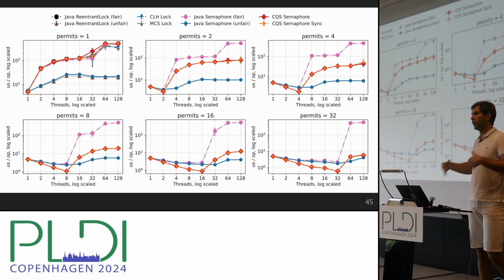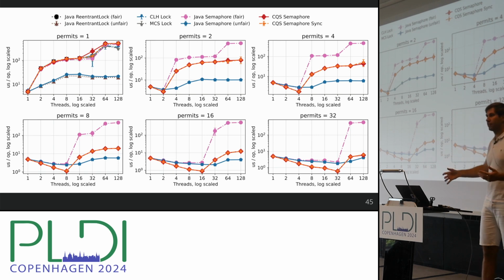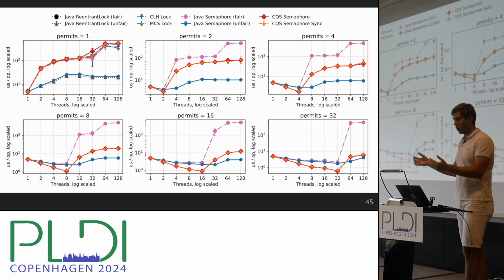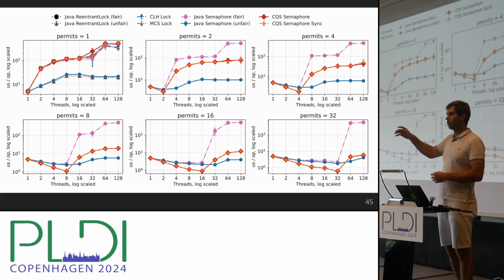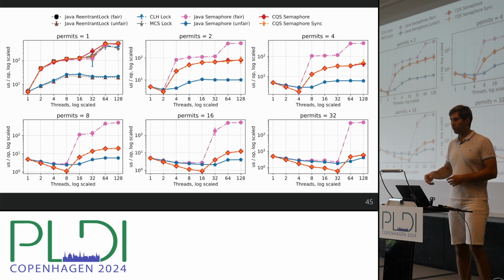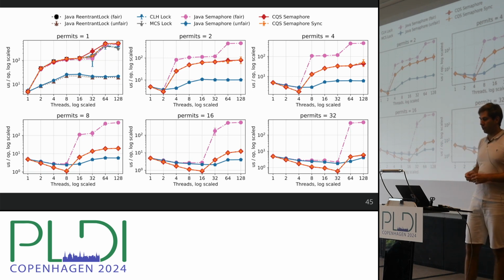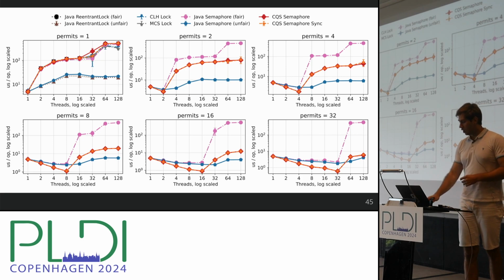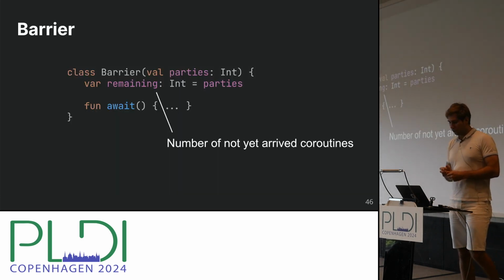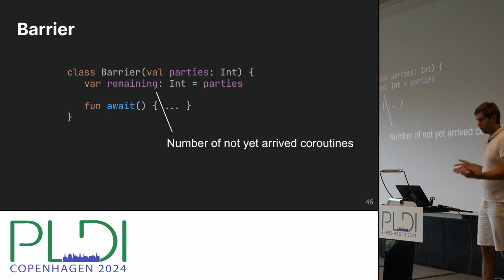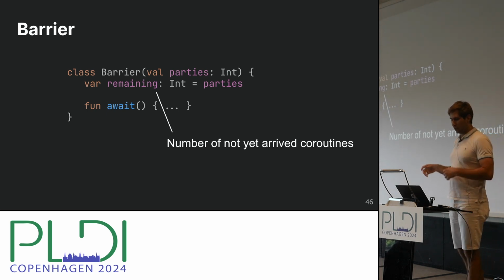So we use fetch-and-increment on the fast path, and in Java they use compare-and-set with loops to retry the operation when the CAS fails. So that's the reason. And of course, we can implement many synchronization primitives this way, like a barrier, for example.